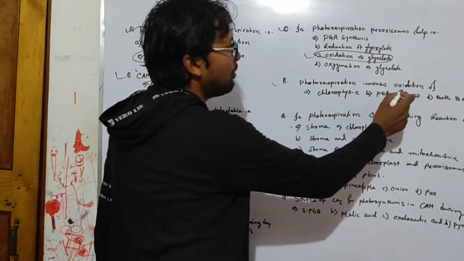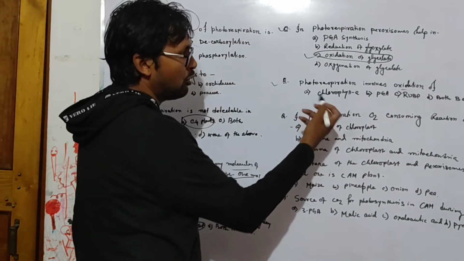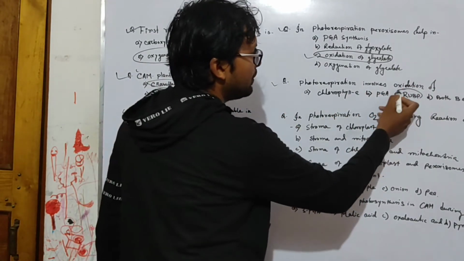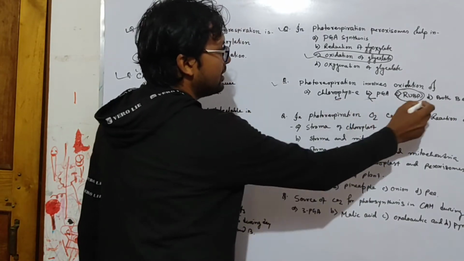Now photorespiration involves oxidation of what? Photorespiration involves oxidation of RuBP, not PGA, not anything else, RuBP.